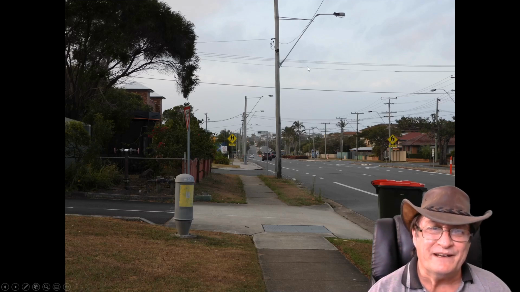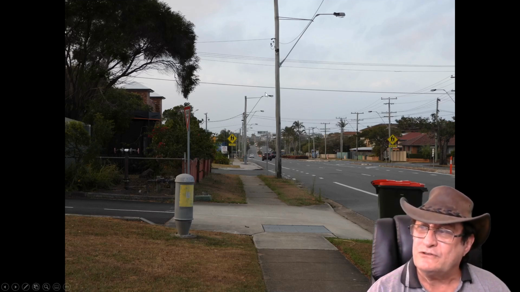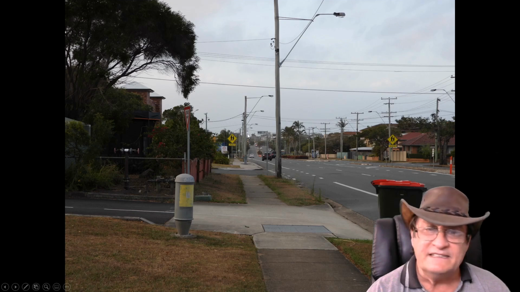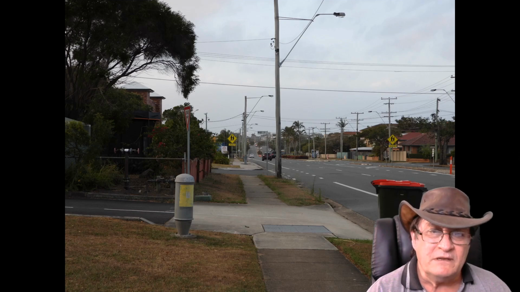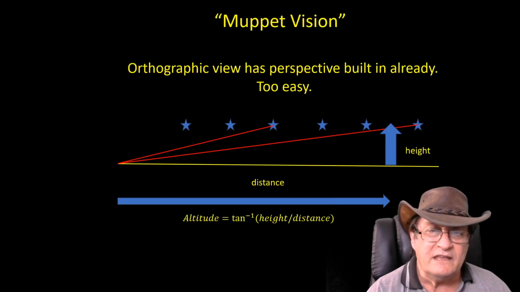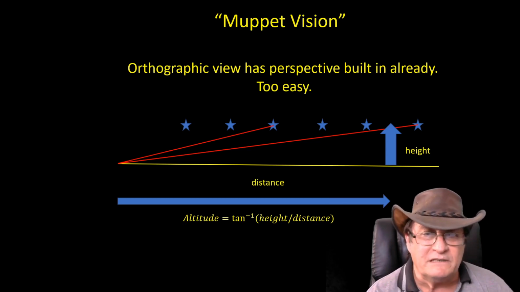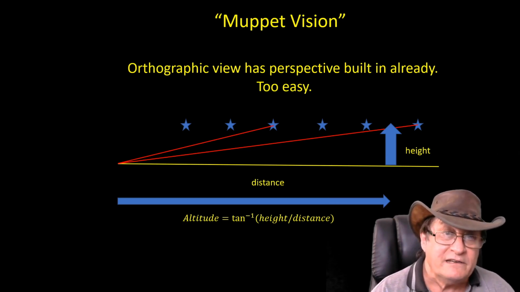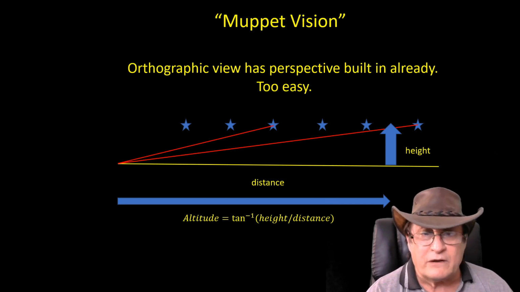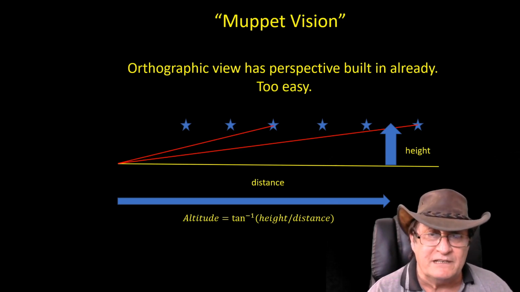Now I've got another photo here. This time I've got 1, 2, 3, 4, 5, 6 street lights in this one. Same deal, but this time I'm going to illustrate the orthogonal view, or as Mitchell from Australia calls it, Muppet vision. He thinks this doesn't show perspective. He thinks we forget about perspective, we ignore perspective. Oh, but perspective is already here, my friend. Yes, orthographic view has perspective built in already.